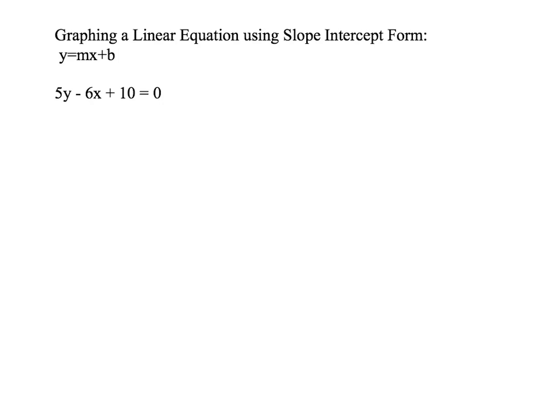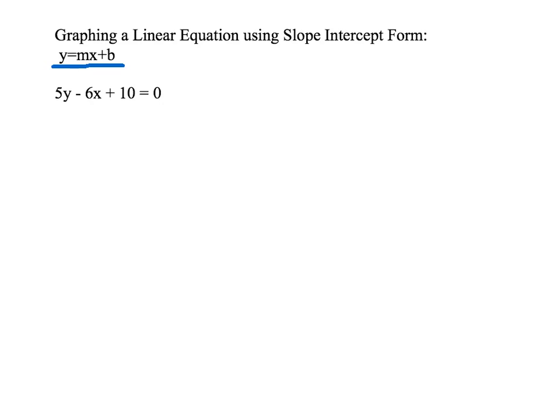We want to graph the following linear equation by putting it in slope-intercept form. Slope-intercept form is our y equals mx plus b. So our linear equation is 5y minus 6x plus 10 equals 0. To get it into slope-intercept form, we need to solve for y.